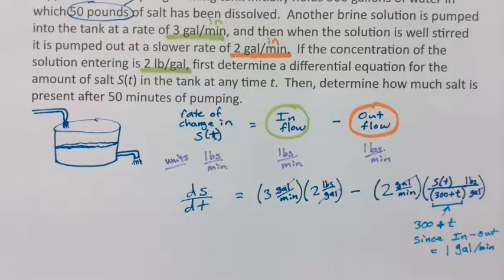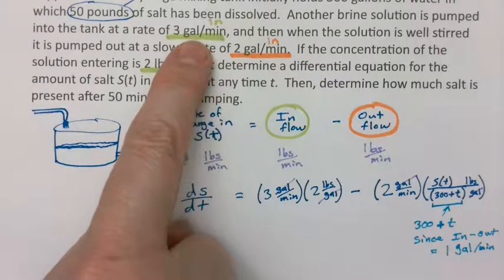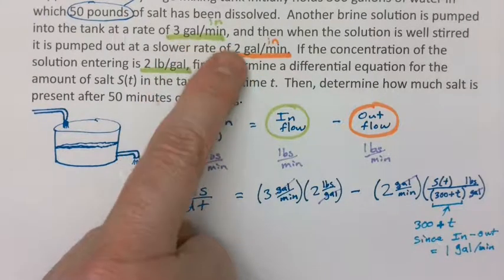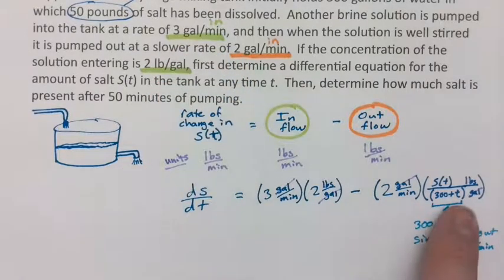So if you were to face a different problem, for example, if instead of 3 gallons per minute and 2 gallons per minute, it were 5 gallons per minute and 1 gallon per minute, the difference of course would be 4. So instead of going up by 1 gallon every minute, it goes up by 4 gallons every minute. You get the idea. So this works in different contexts as well.